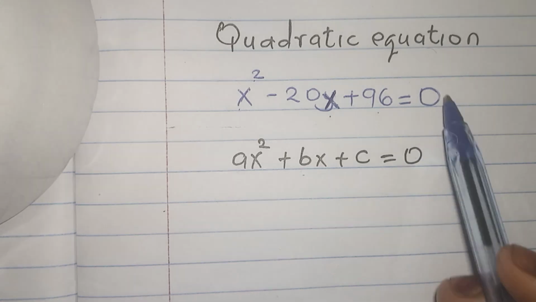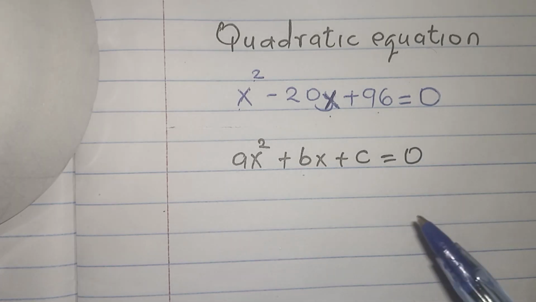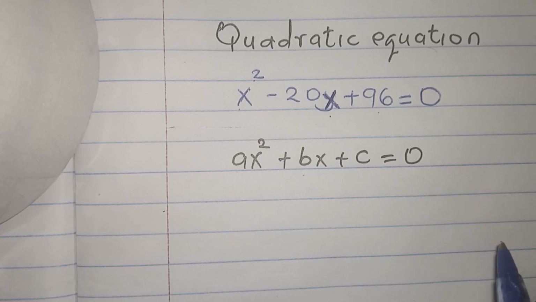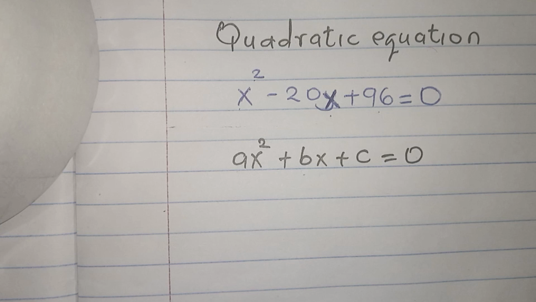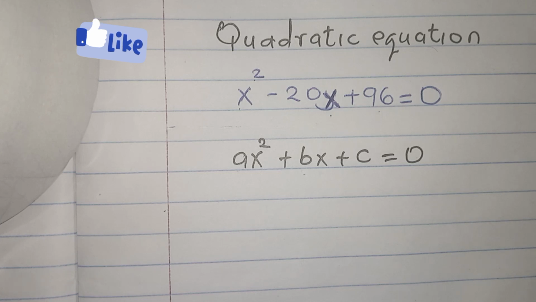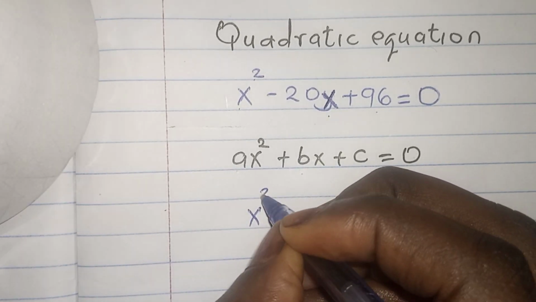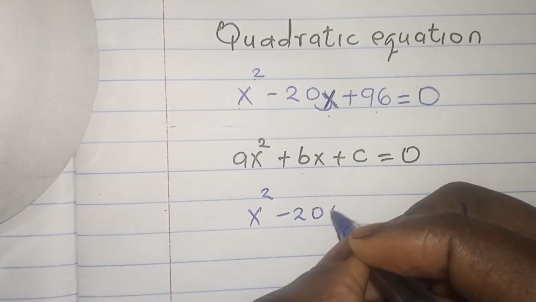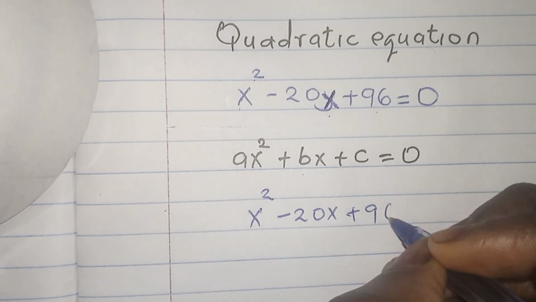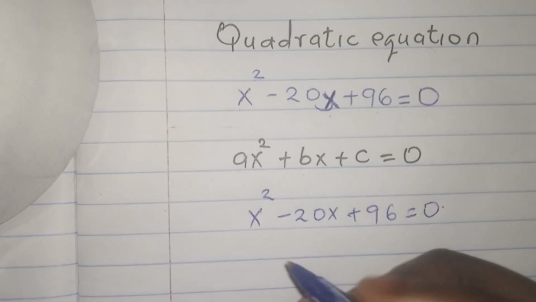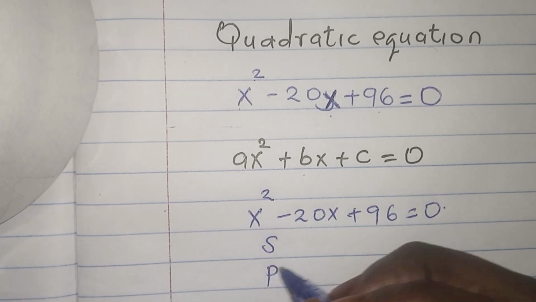So let us begin, and I want us to use the factorization method to solve this quadratic equation. You can either solve it using the completing the square method, you can also use the quadratic formula, or you can use the factorization method. And for today, let's go with the factorization method. Okay, so let me rewrite our equation. I'll begin with sum and product.